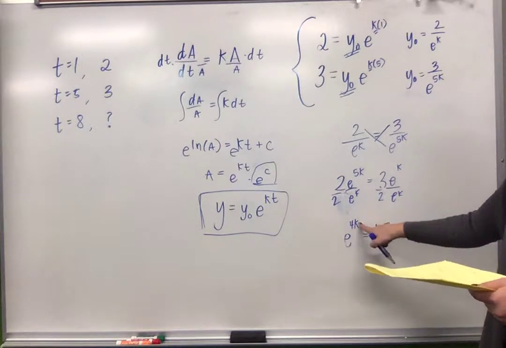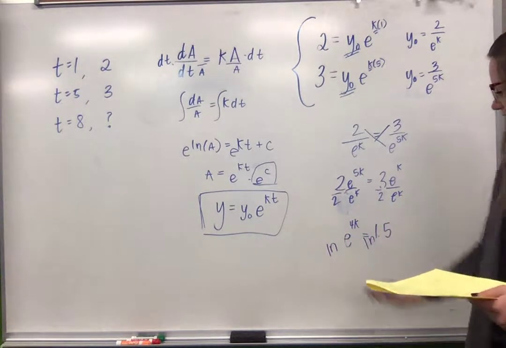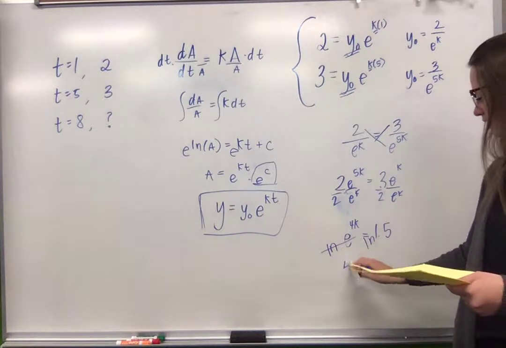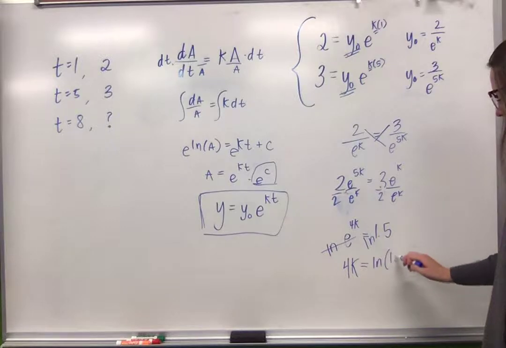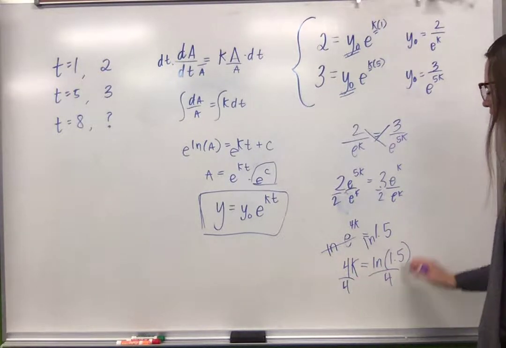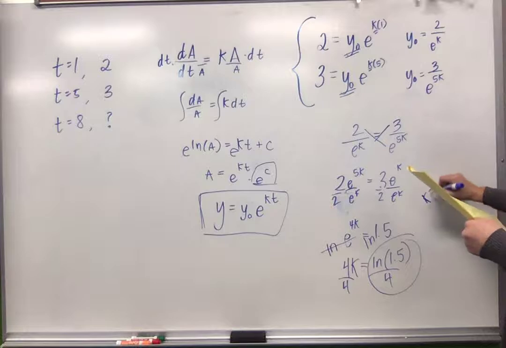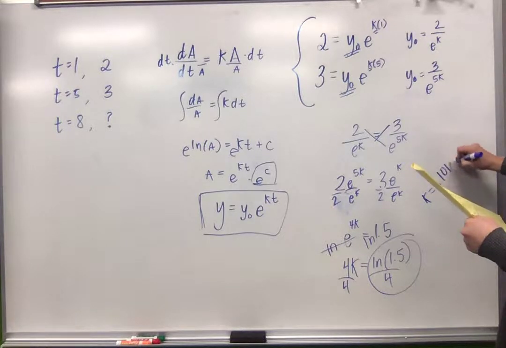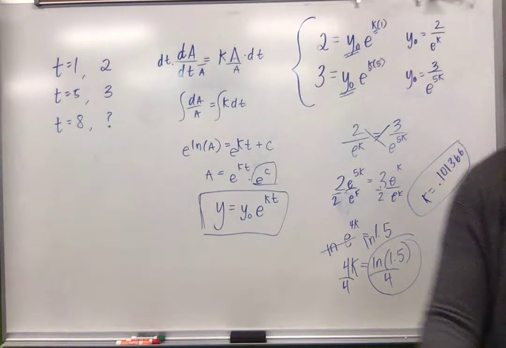Hopefully you can solve this. Remember, we're trying to figure out what k is. So what I do is I take the ln of both sides. ln and e cancel, so I'm left with 4k equals the ln of 1.5. Divide by 4, and this is your k. So I typed that into my calculator, and my k ended up being k equals 0.101366. Yay! So I found the k.